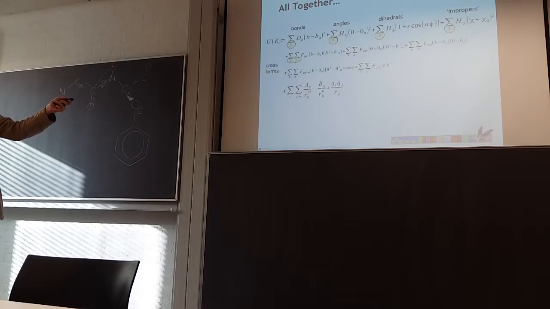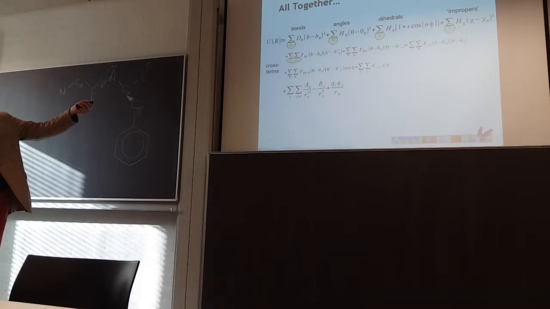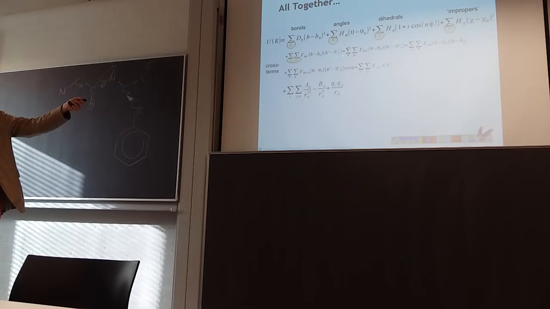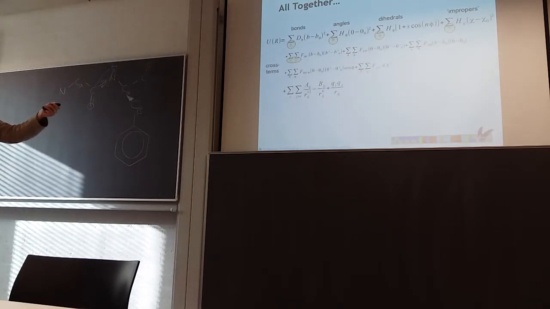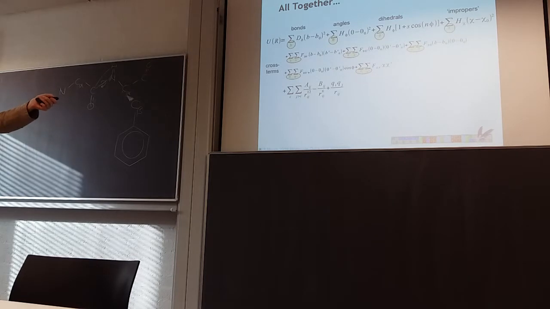And then you have the cross terms where one bond might depend on another bond, an angle might depend on another angle. A dihedral might depend on another dihedral, or an improper might depend on another improper, and a bond might depend on an angle, and then there's all sorts of other cross terms that you could imagine. But these ones you typically don't even need.